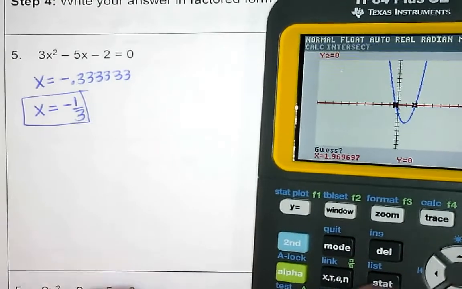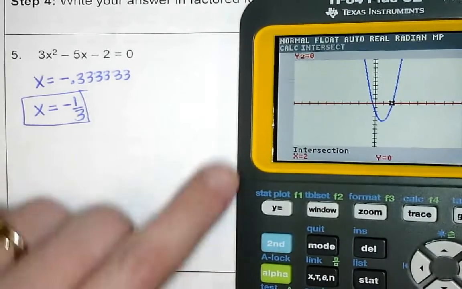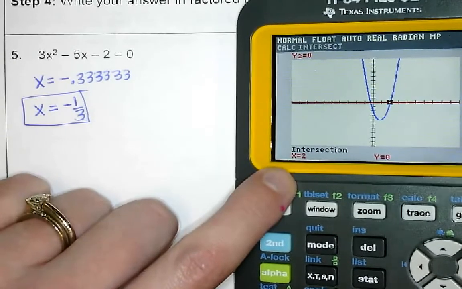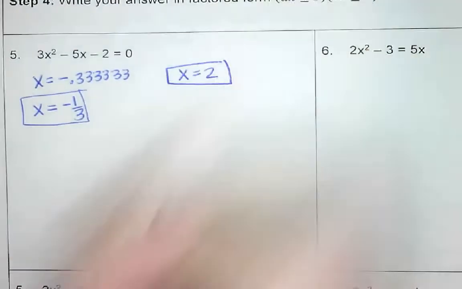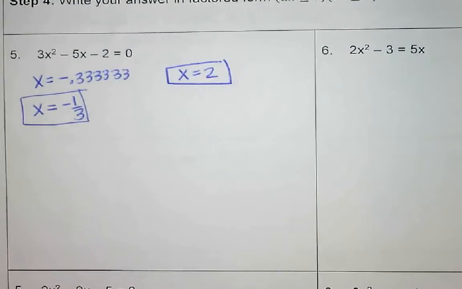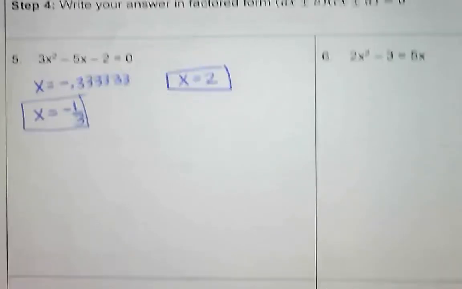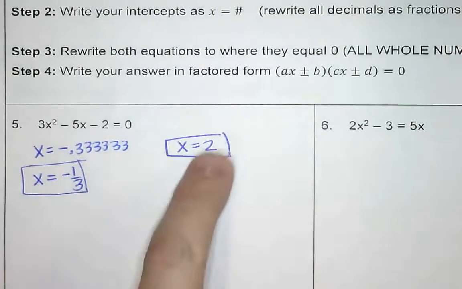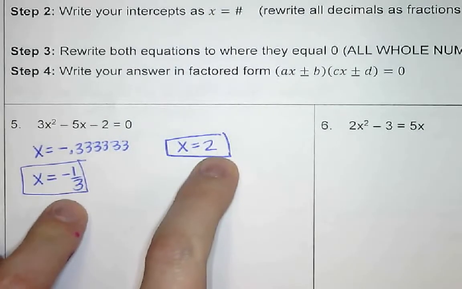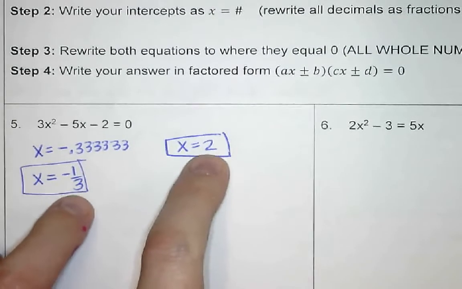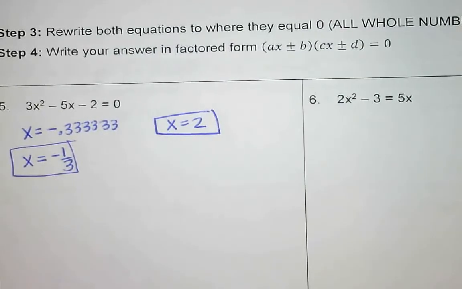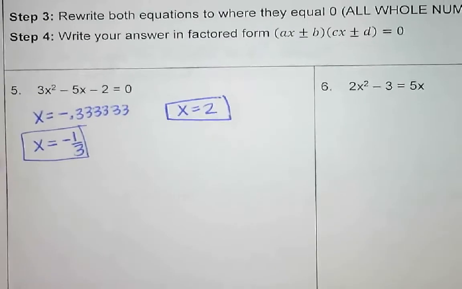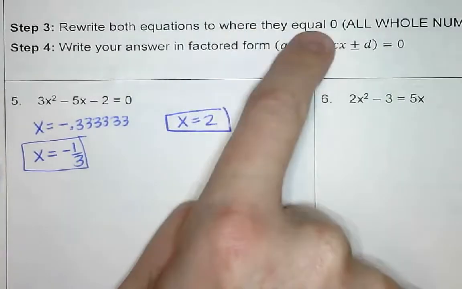So I just got my solutions through graphing. That's step 1. Now I'm going to write my x-intercepts as x equals a number. That's step 2. You want to make sure you rewrite all your decimals as fractions. If you can't rewrite it as a fraction, that means it's not possible to factor. Then we're going to rewrite both equations to where they equal 0. This is super important. We want all whole numbers when it's equal to 0. So we're going to rewrite this so that it's equal to 0.